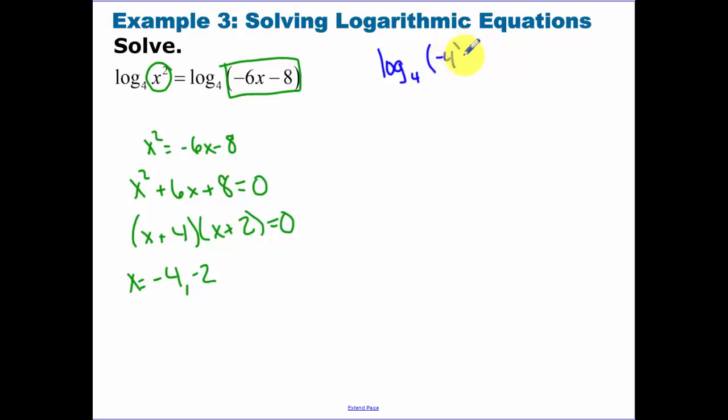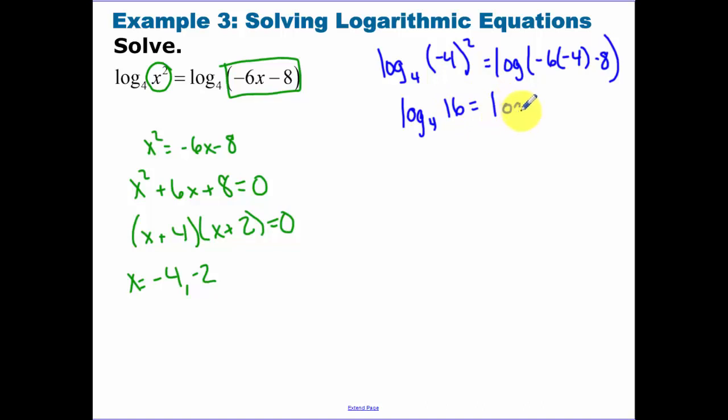So I have log of negative 4 squared equals log of negative 6 times negative 4 minus 8. So on this left side, we get log base 4 of 16. And on the right side, we get log base 4 of 16. So when I simplified, I didn't get a negative, so that's a solution. Now let's test the other one, negative 2.